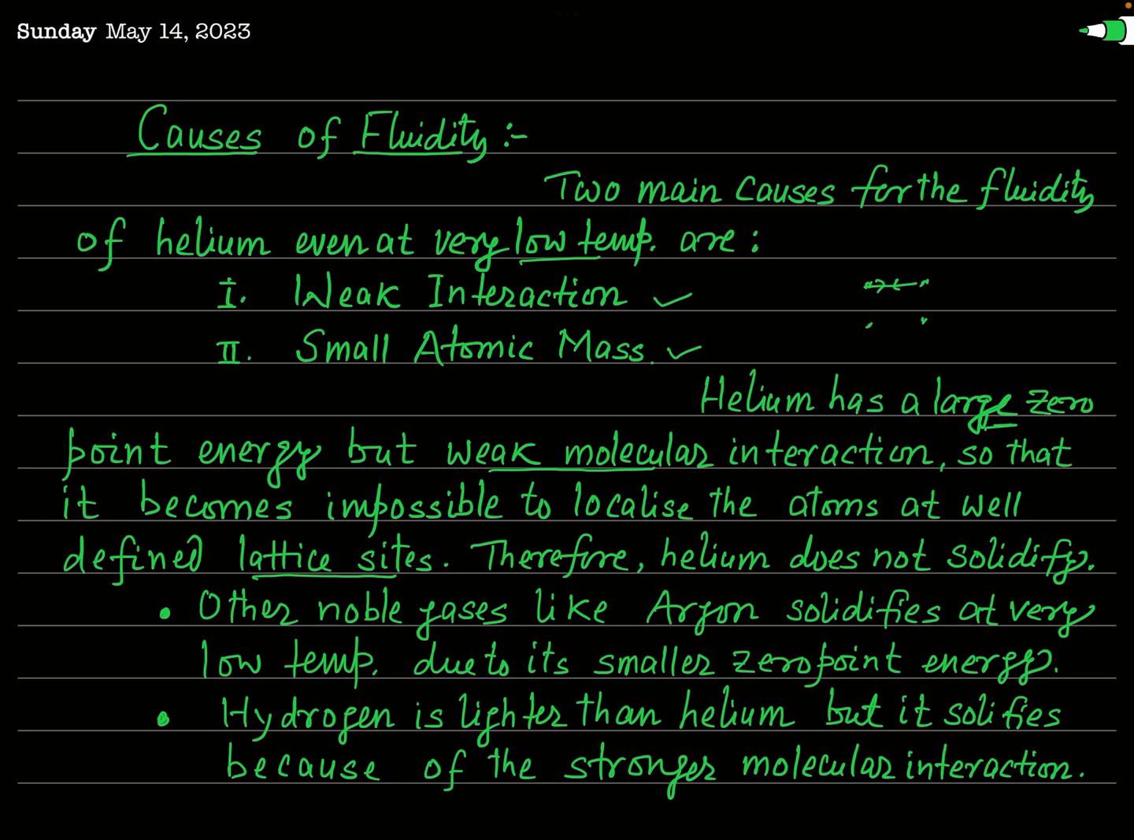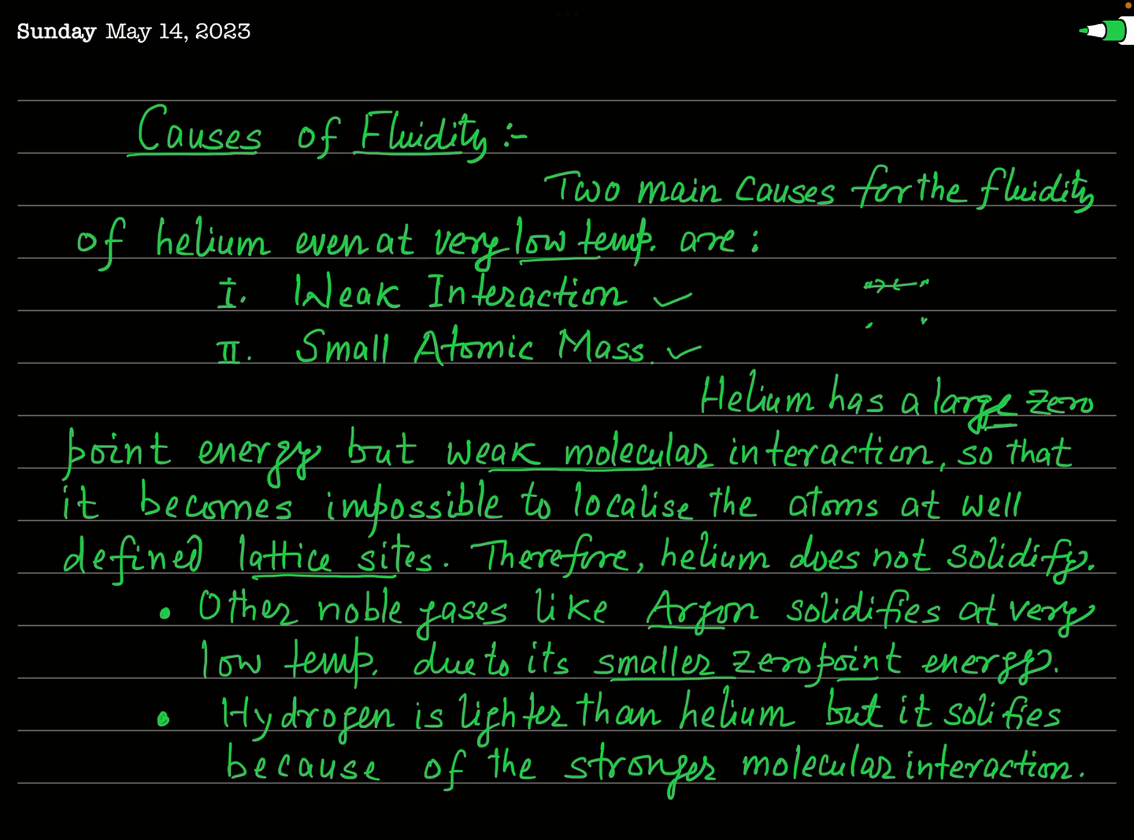One may think that such property should be exhibited by other inert gases, other noble gases, but it is not correct. In fact, other noble gases like argon can be solidified at a very low temperature without exerting a very high pressure. Why does a noble gas like argon get solidified at very low temperature? The reason is that the atom of argon has a smaller zero point energy, not a large zero point energy. So it is possible to localize the atoms of argon at definite positions, and it easily gets solidified.